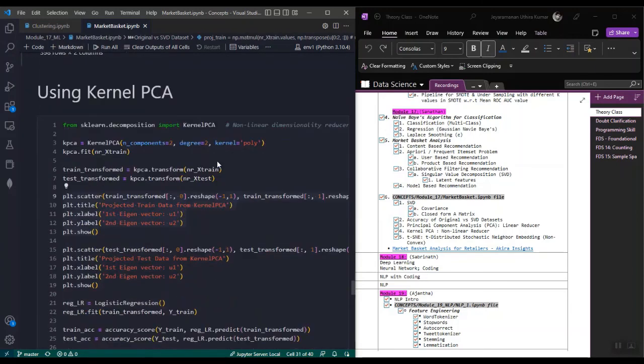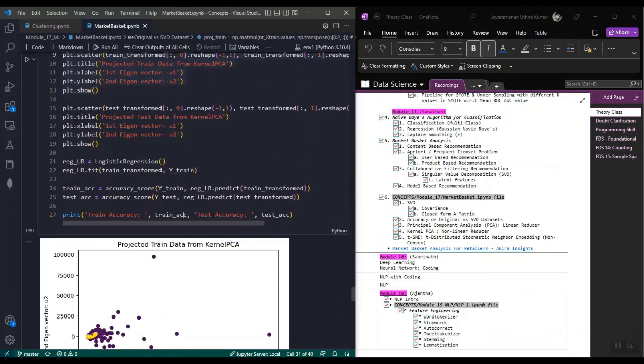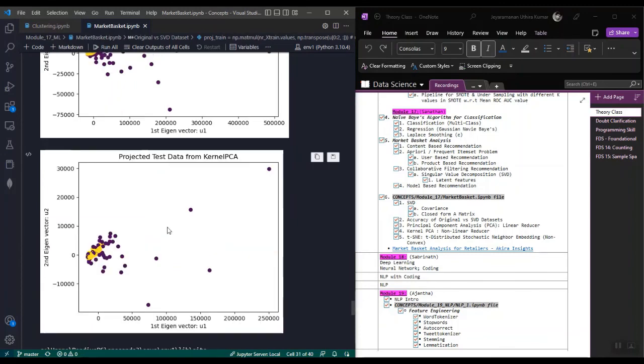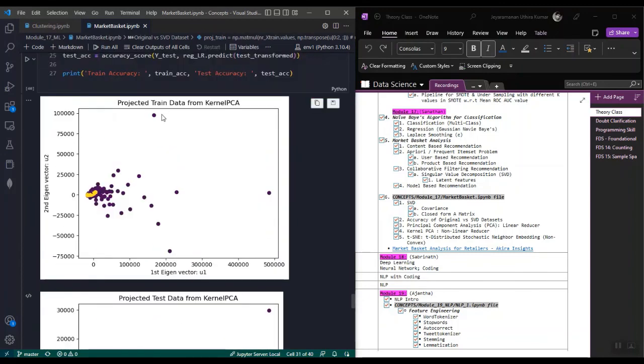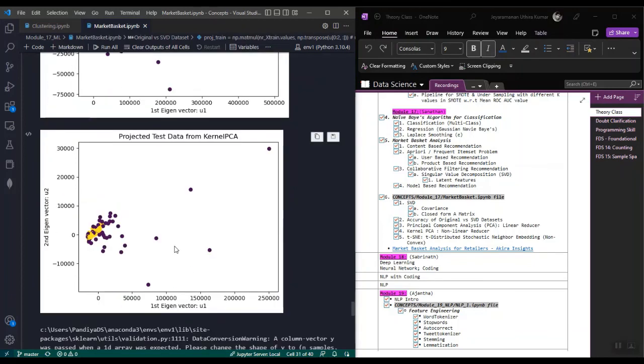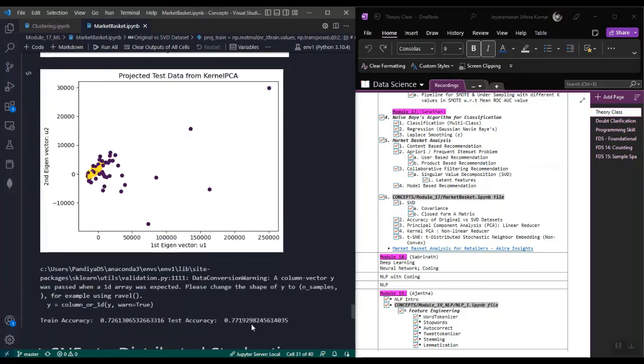Once we project the dataset, we can get the graph of how it is projecting for the training dataset and test dataset, and what the training accuracy and test accuracy are. It's 72% and 77%. The test accuracy is higher, which means it is underfitting.